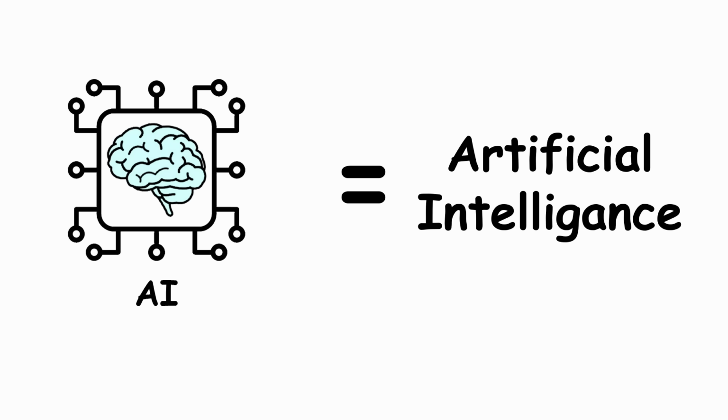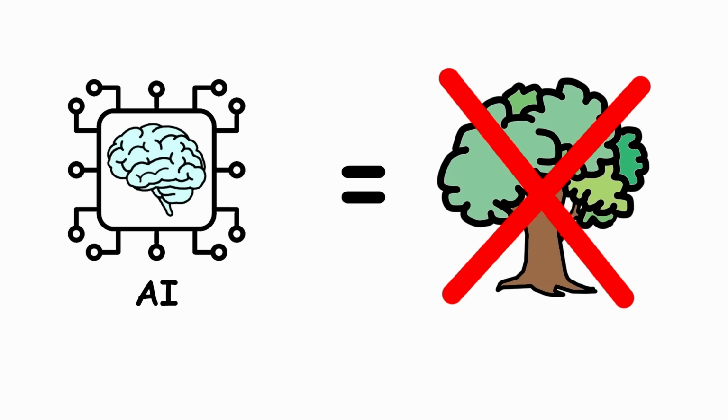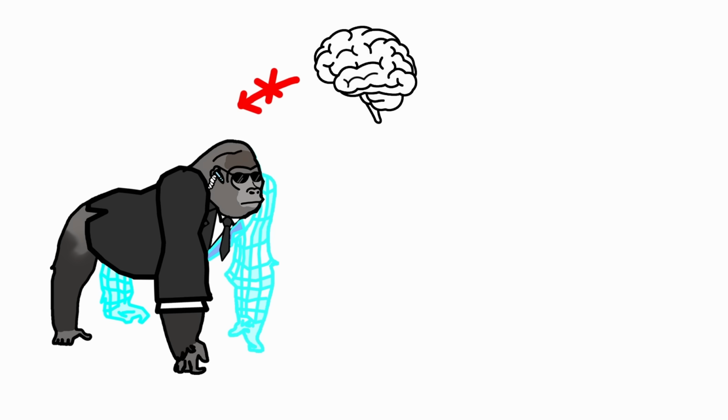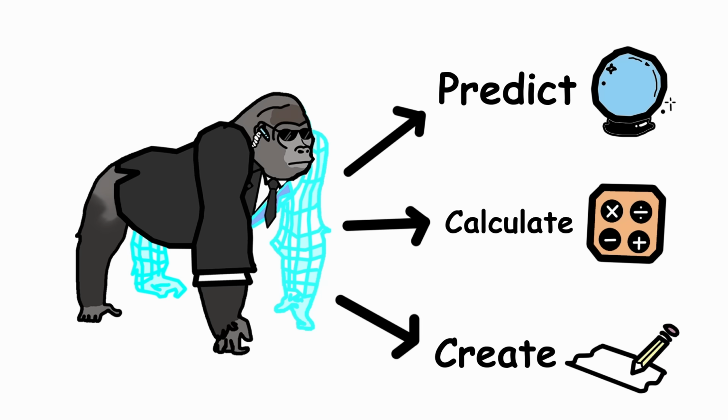AI stands for artificial intelligence. But don't let the name fool you. It's not alive. AI monkey isn't a consciousness like what you and I have in our brains. He's a system, a model which is trained to predict, calculate, and create faster than any living creature can.